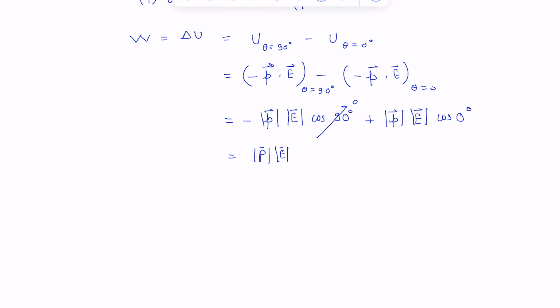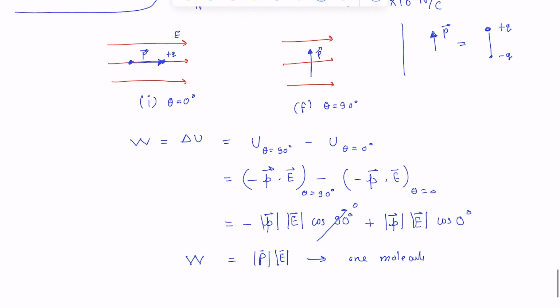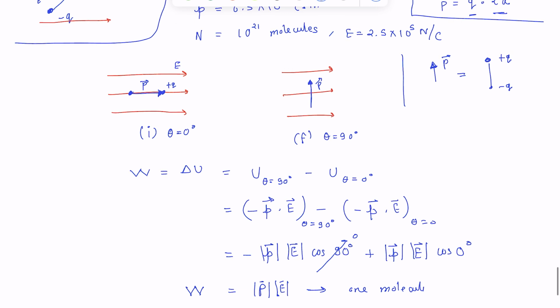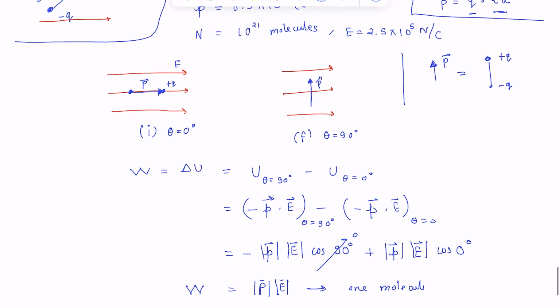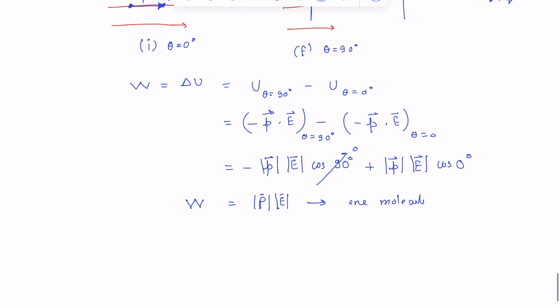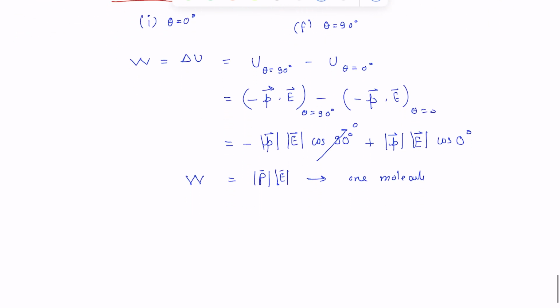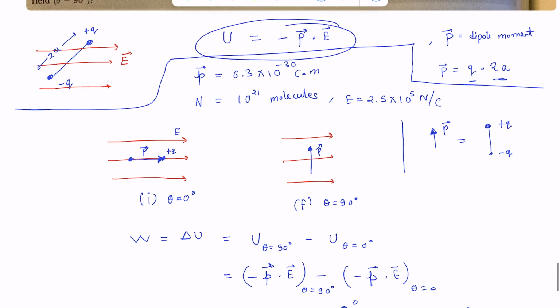So this is the work done required, and this is for one molecule. Remember, I'm just talking about one molecule for now. So to turn one molecule 90 degrees from its orientation, if the orientation is theta equals 0 degrees, you need to do this much amount of work, and p and E are given to us, so you don't have to worry about them. You know the values, right?